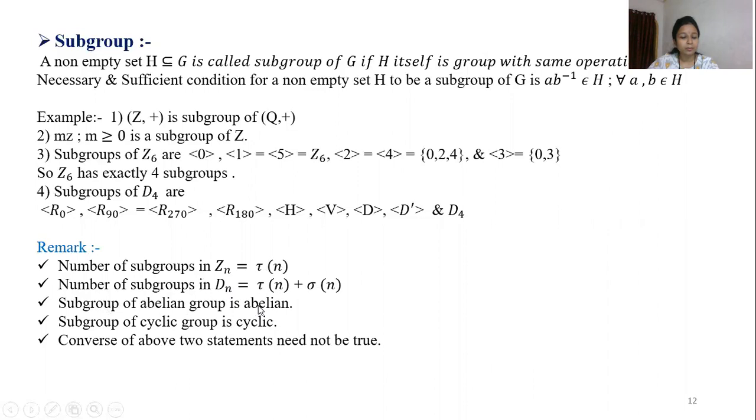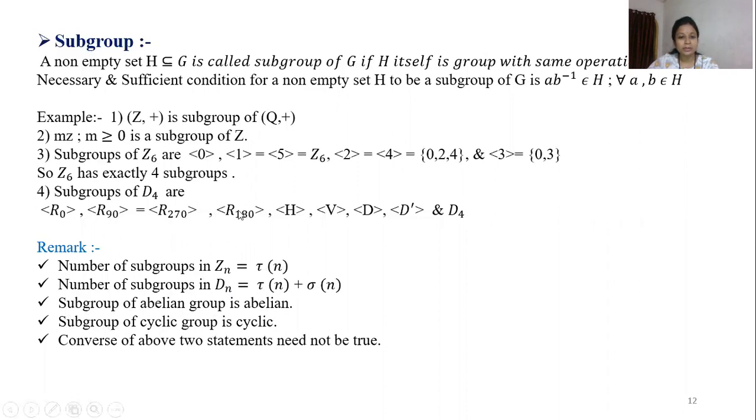A subgroup of an abelian group is also abelian. A subgroup of a cyclic group is also cyclic. As a subgroup of an abelian group is abelian, what does it mean? If the group is abelian, all the subgroups are also abelian. But the converse need not be true. If a subgroup is abelian, it need not imply the group is abelian.